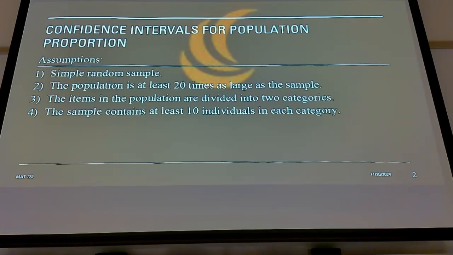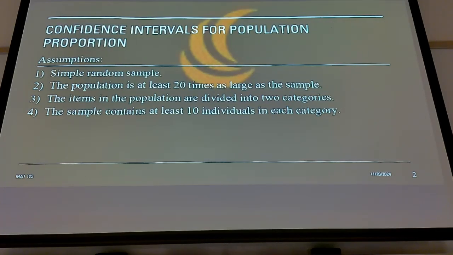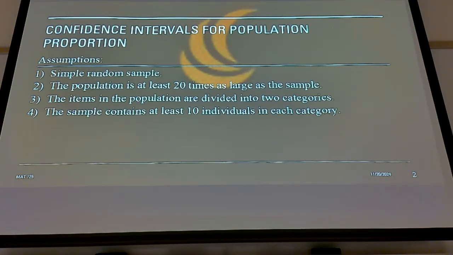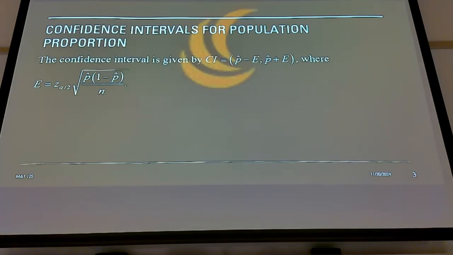Then your confidence interval, as before, is the proportion minus your error to the proportion plus your error, where the error is z alpha over 2 times the square root of p hat times 1 minus p hat, all over n.